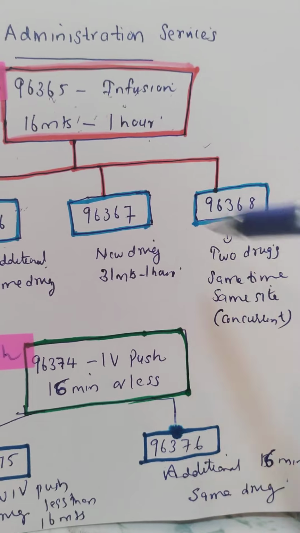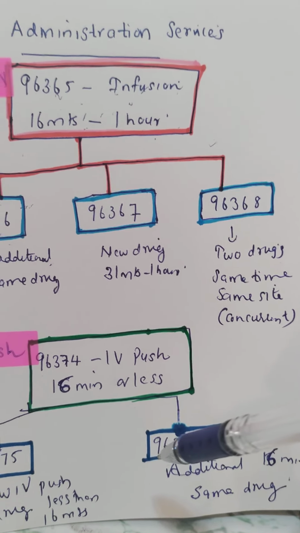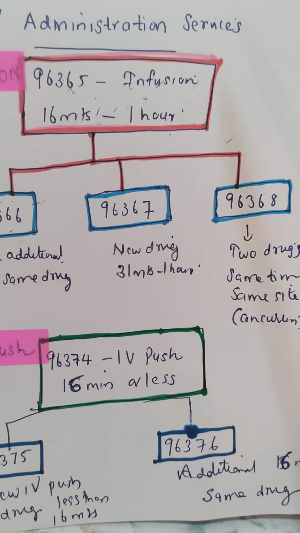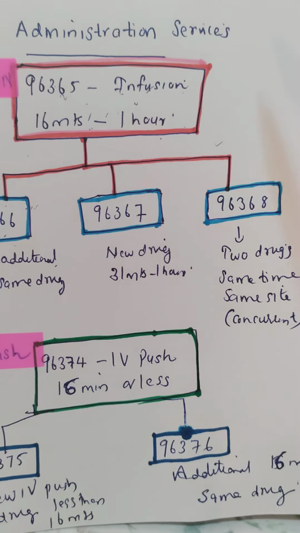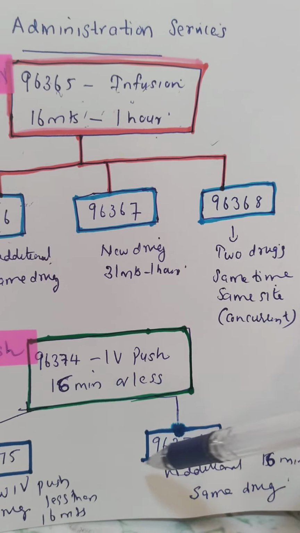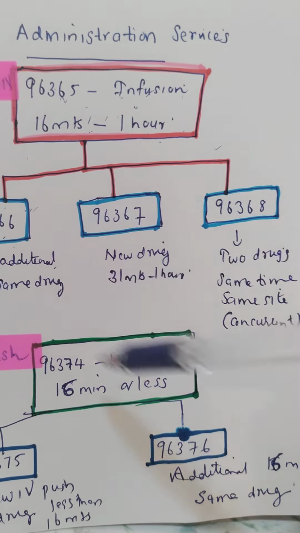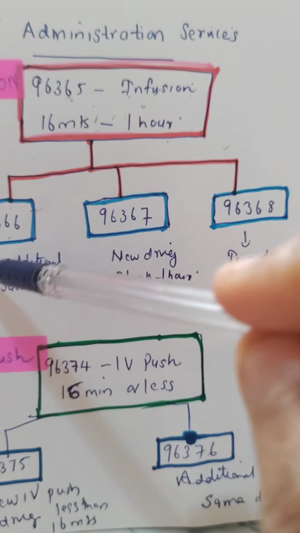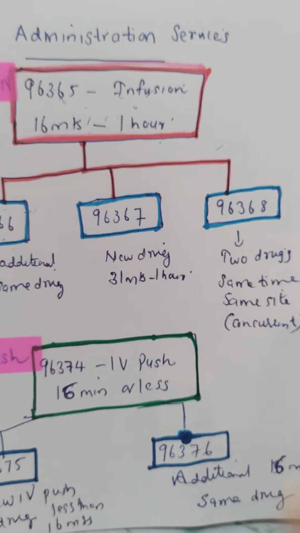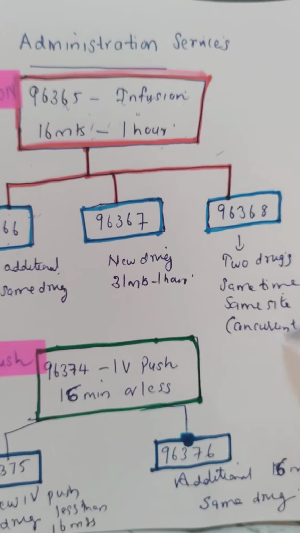So what shall we do? We have to use 96365 as the primary code for 1 hour. And for the additional 15 minutes, which code? 96376 we should code. Because we cannot code 96366, as its minimum requirement is 31 minutes to 1 hour, but that time is only 15 minutes. So we should use 96376, additional, same drug.